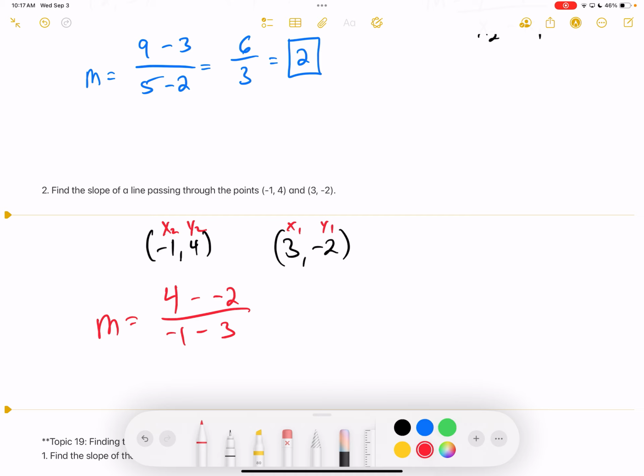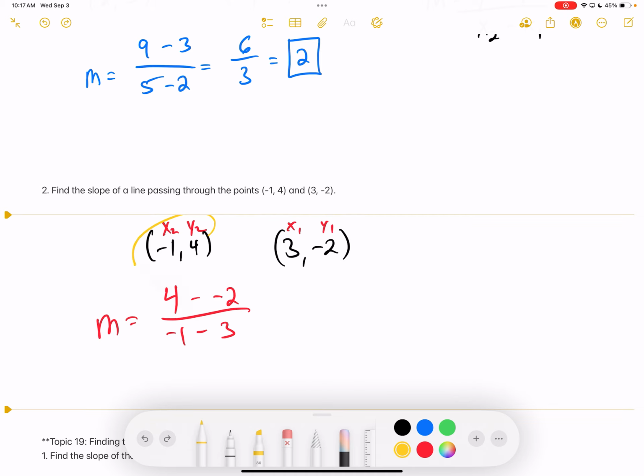Okay? What you have to do is make sure you keep this 4 with this 1. And what I mean by that is if you start with the 4 on top, you got to start with the negative 1 on the bottom. If you look, this is one of my points. That's this point right here. And then this is one of my points right here. So if you start with this one on top, you need to start with this one on the bottom. That's what you got to make sure.